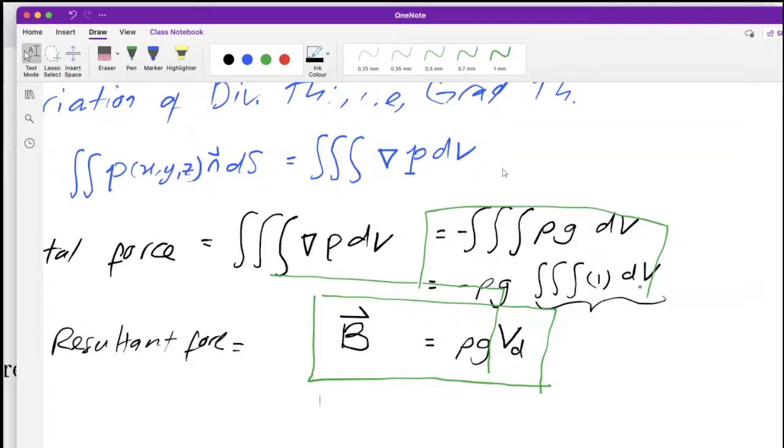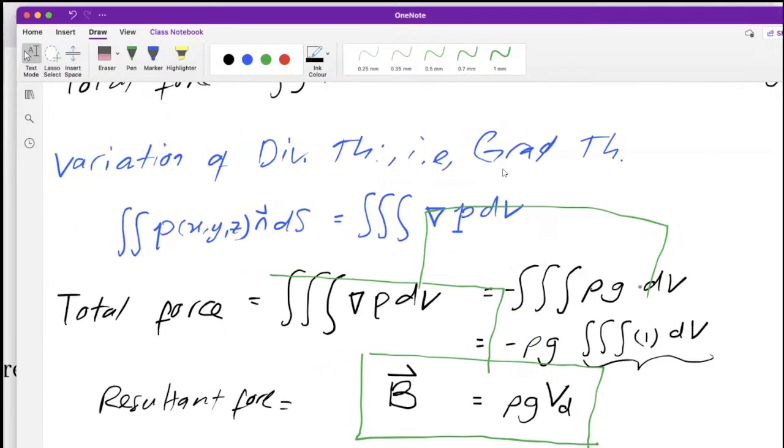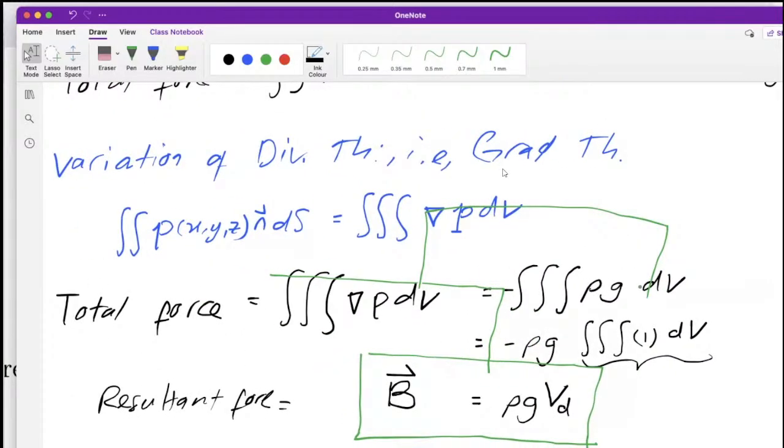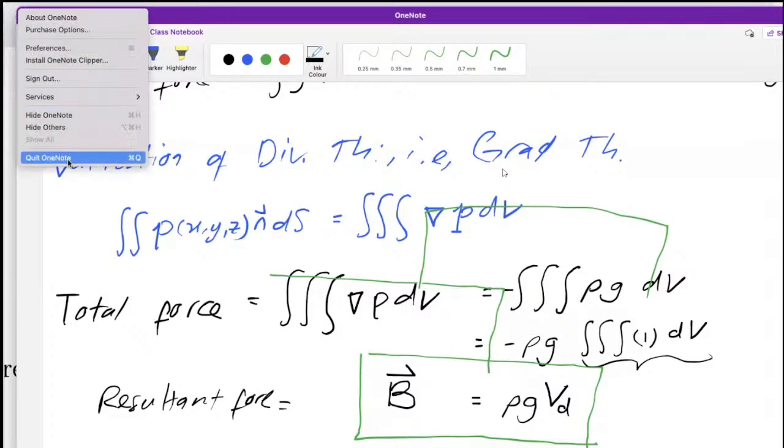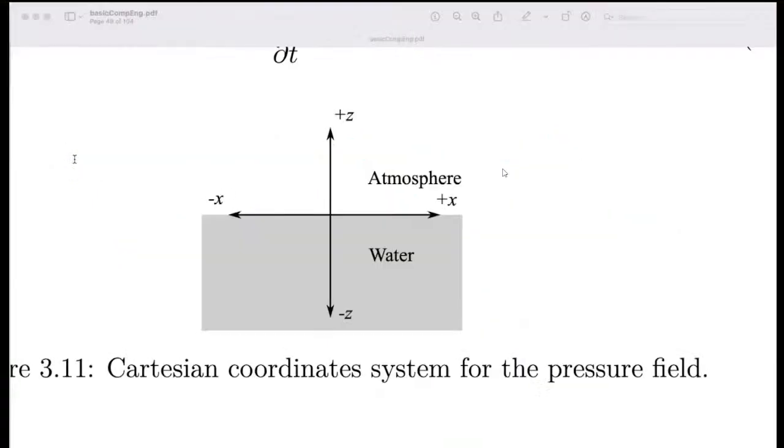Okay, all right. I'm going to restart this because of this problem. Quit it and restart. Where's the OneNote?